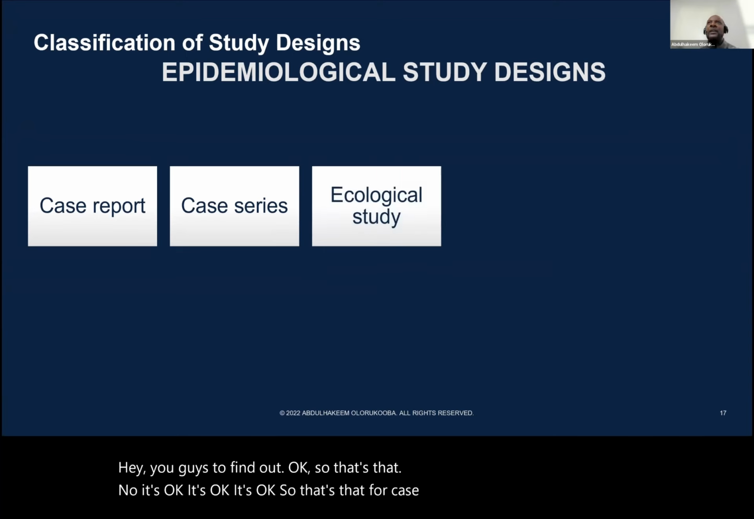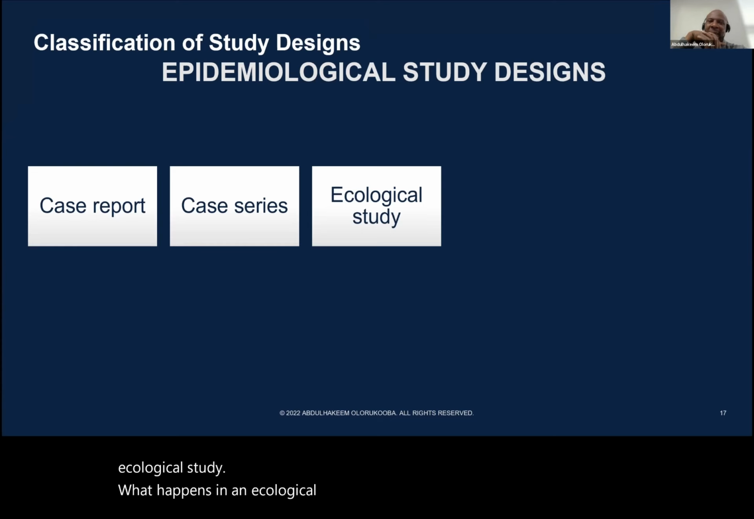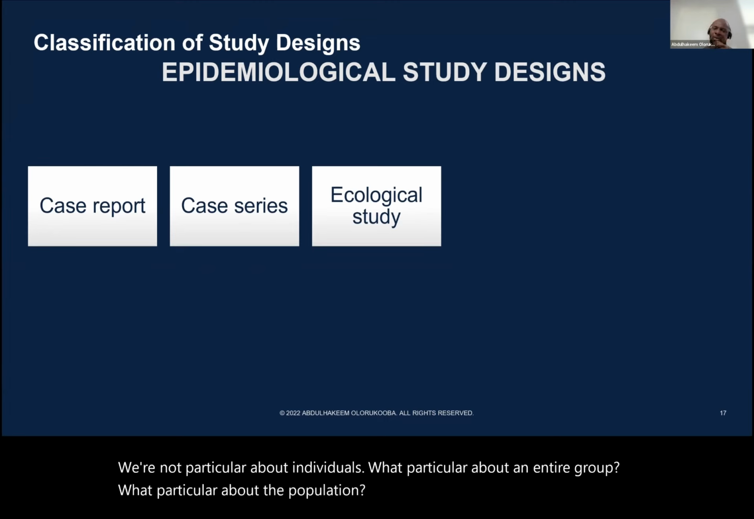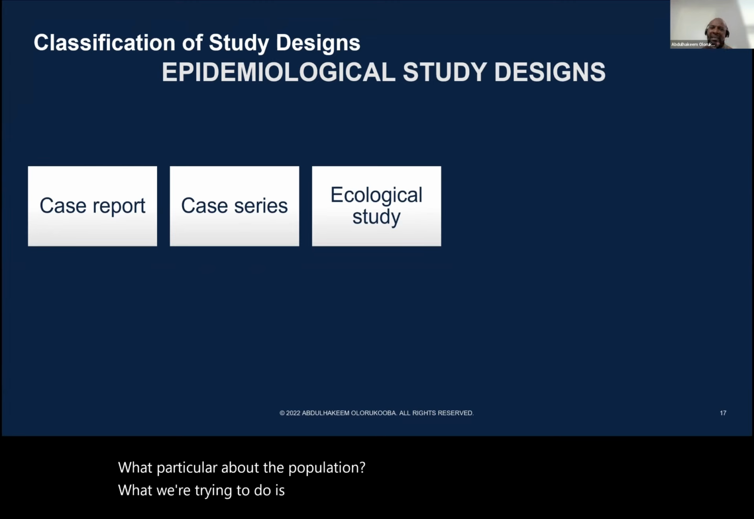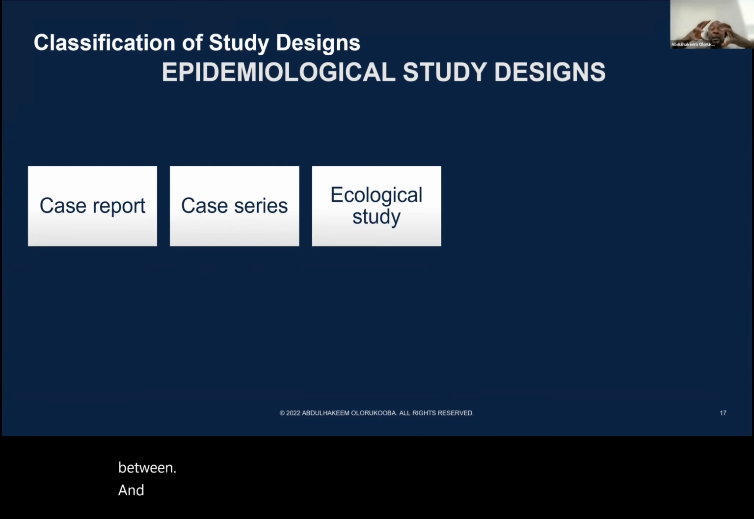So that's that for case series. The next one is called ecological study. The difference here with all of them is that in an ecological study, we're not looking at individuals. We're not particular about individuals. We're particular about an entire group, the population. What we're trying to do is explore some kind of statistical relationship between outcome and exposure in a group. So it's not an individual level thing.